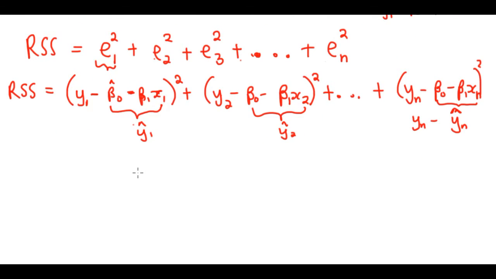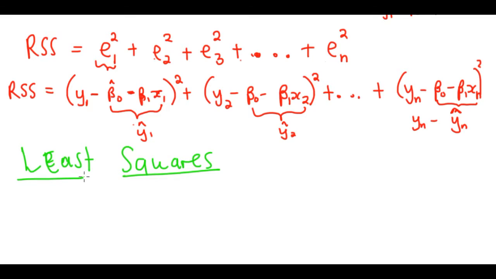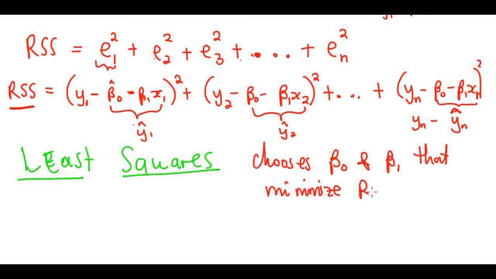So now, how do we get these beta naughts and beta ones? In the simplest way, there is a method called least squares. This method allows us to get the estimates for beta naught and beta 1. Least squares chooses beta naught and beta 1 to minimize this RSS. We just want to minimize RSS. And it makes sense.